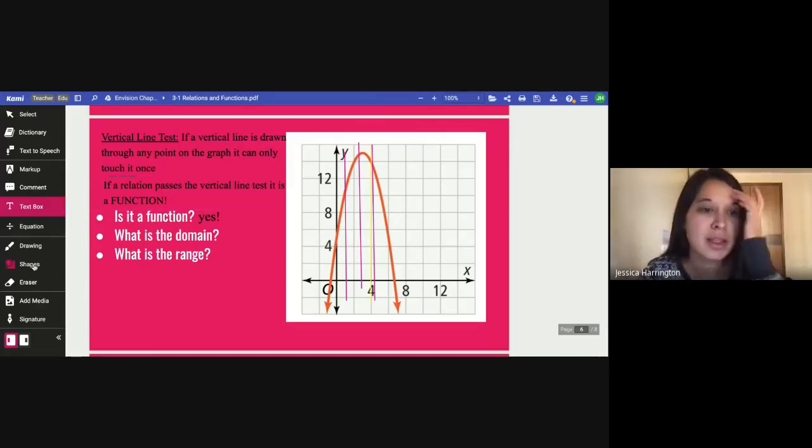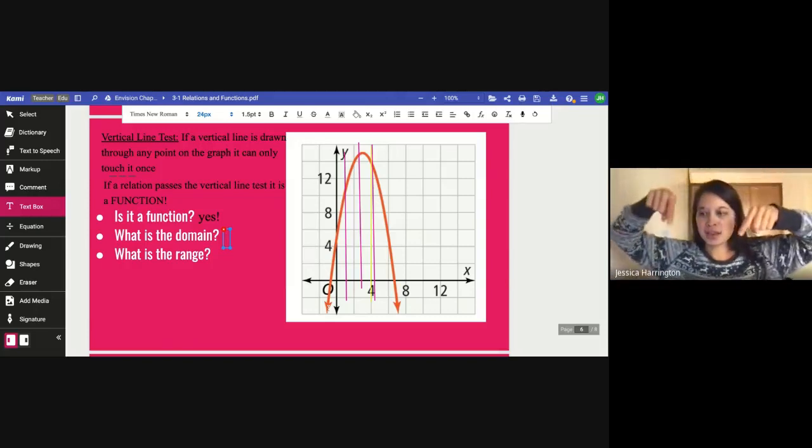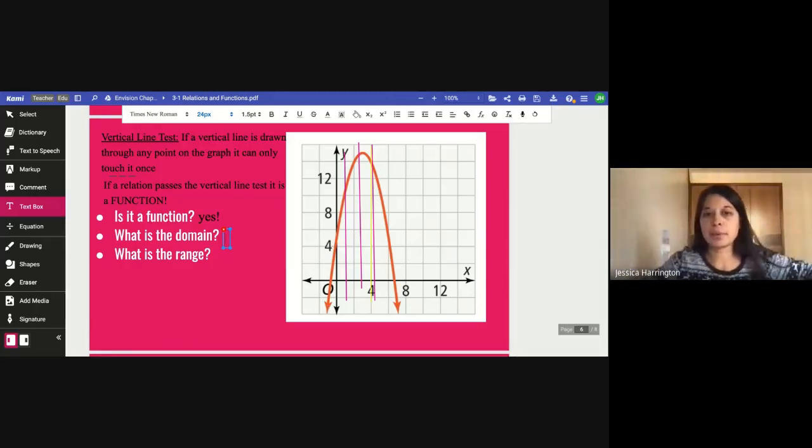So now let's find the domain. The domain is a list of all possible x values. Okay, so I'm looking at these x values, and I can see that this red curve is somewhere between, I think this grid goes by 2, so somewhere between -2 and 8. It's in between there. But these arrows mean this line goes on forever and ever and ever. It doesn't stop. So those arrows mean it continues on forever and ever.